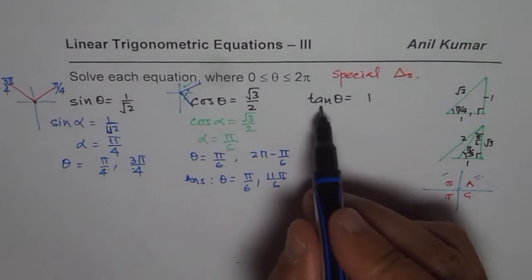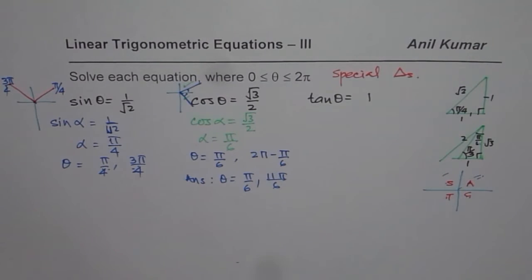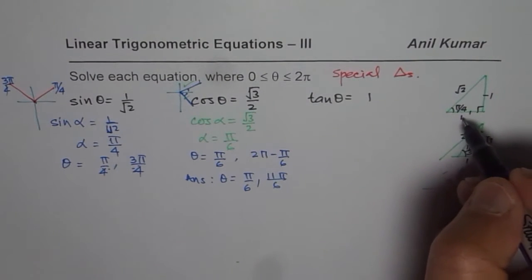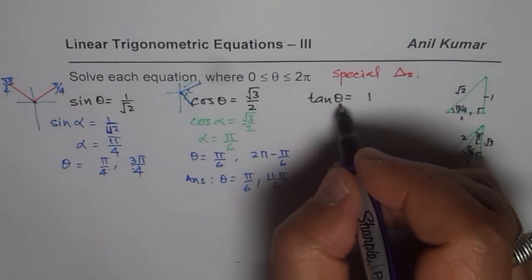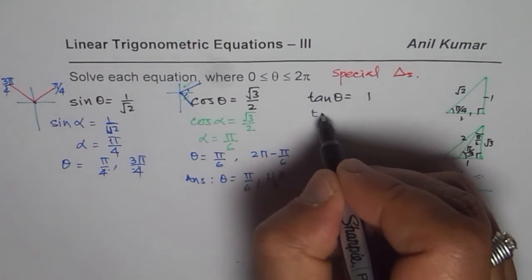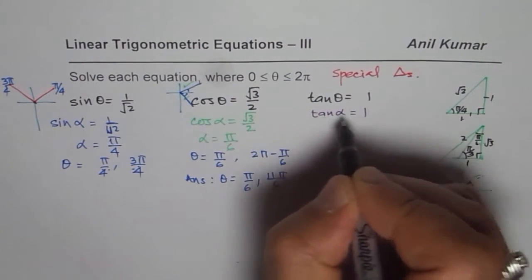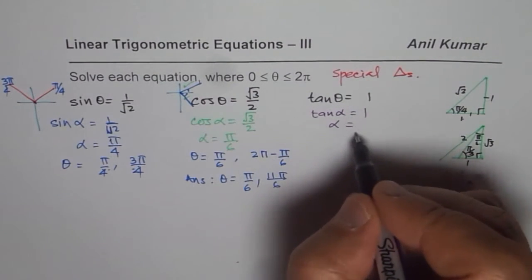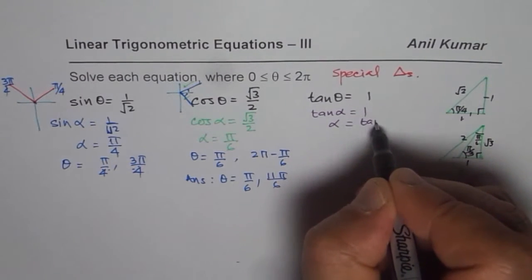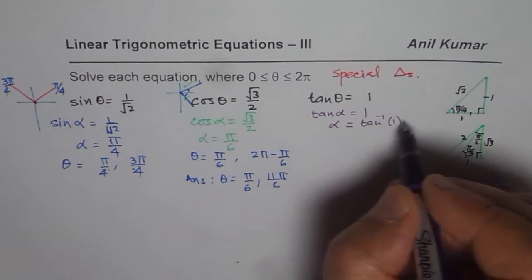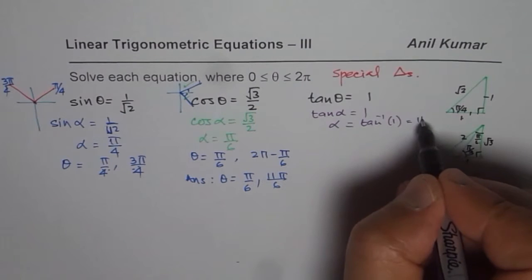The third one is tan theta equals 1. Now, can you tell me when tan theta is 1? Well, tan theta is 1 for pi by 4, opposite over adjacent side. So we could write this first as alpha, right? I know it looks bigger, longer, a waste of time at times. So alpha is tan inverse of 1, so basically it is pi by 4, correct?